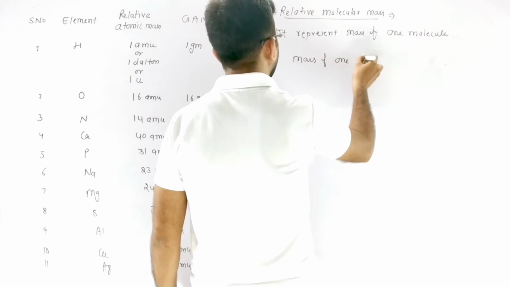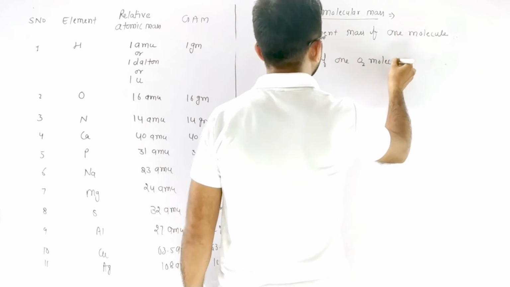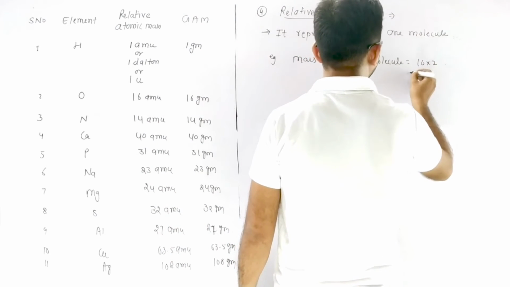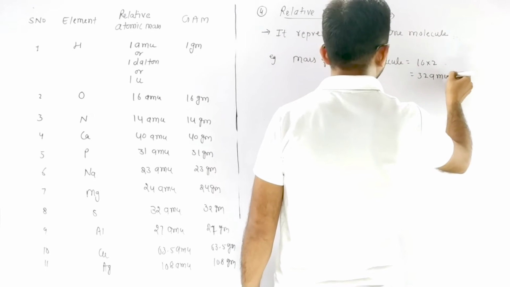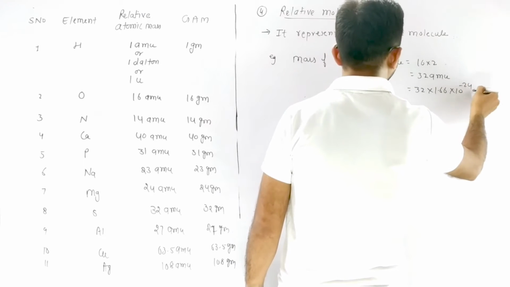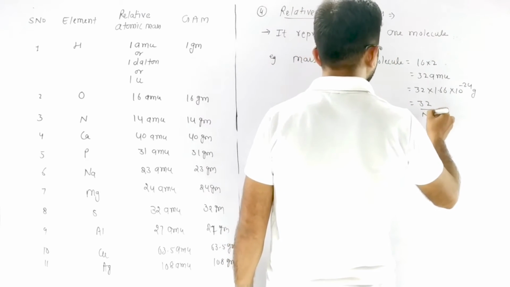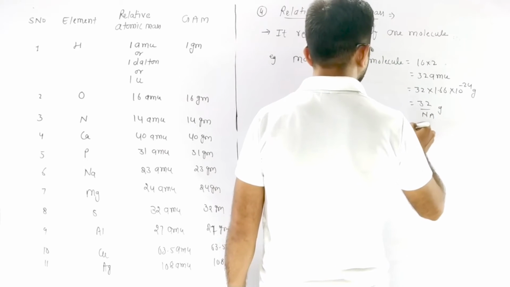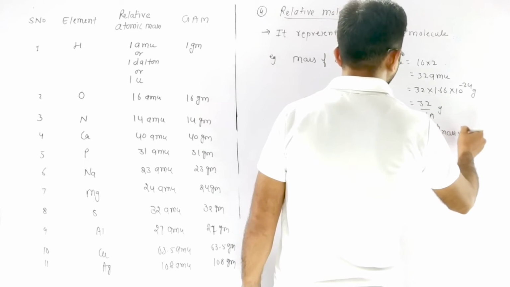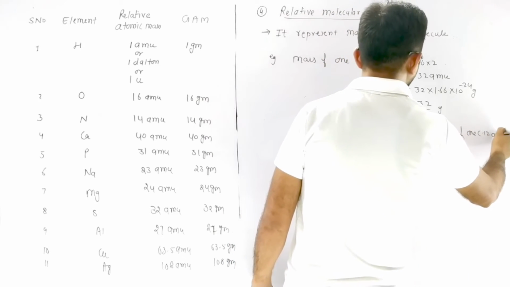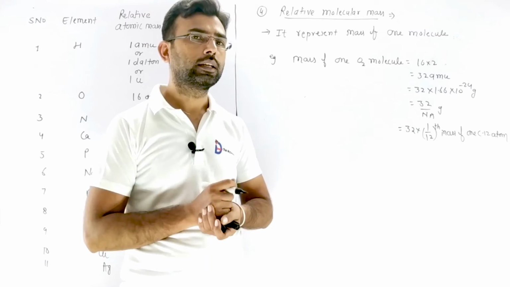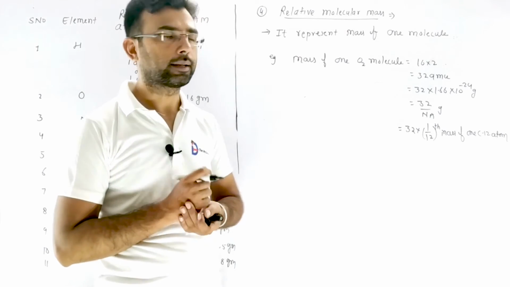We have an example: mass of one O2 molecule. The atomic mass of oxygen is 16, so we write 16 × 2, or 32 AMU. We also represent it as 32 × 1.66 × 10^-24 gram, or we write 32 divided by N_A gram, or we also write 32 × 1/12th the mass of 1 C-12 atom. So it indicates that the O2 molecule is 32 times heavier than 1/12th the mass of 1 C-12 atom.